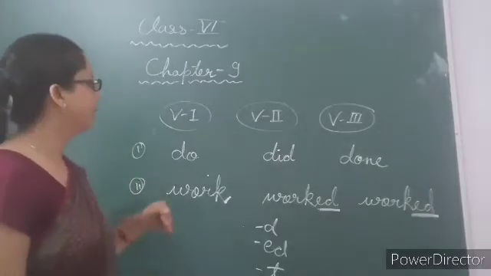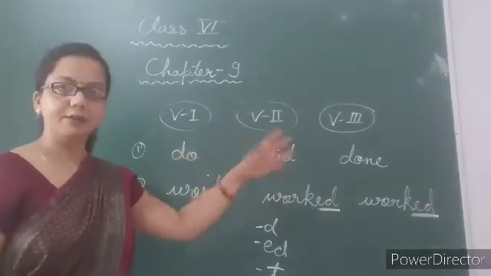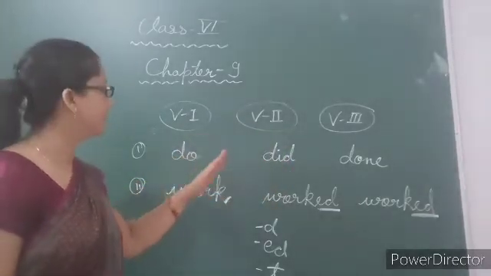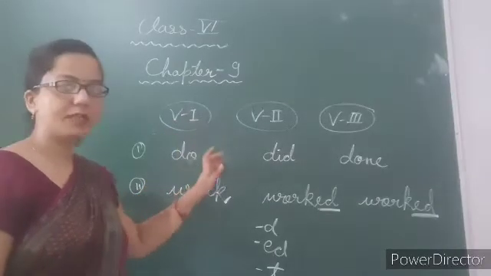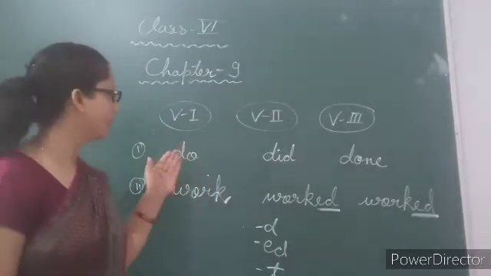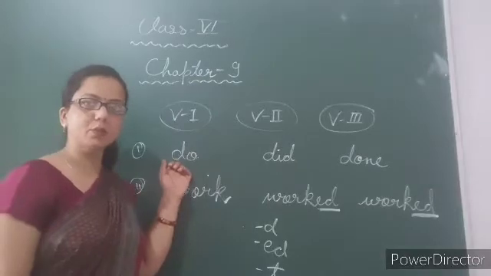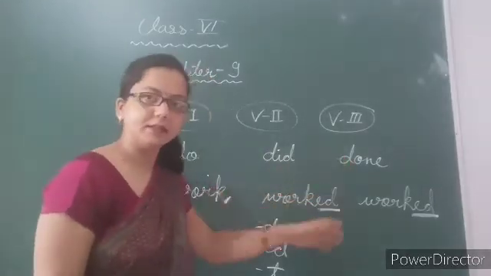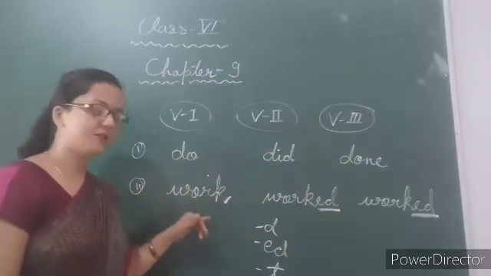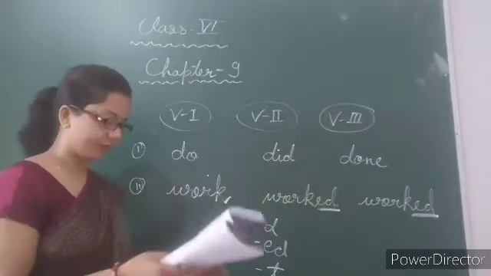Understood? But if all three forms are different from each other, then these types of verbs are known as irregular verbs, like do. Here is the word do, then did, then done. So this is an irregular verb and this is your regular verb.